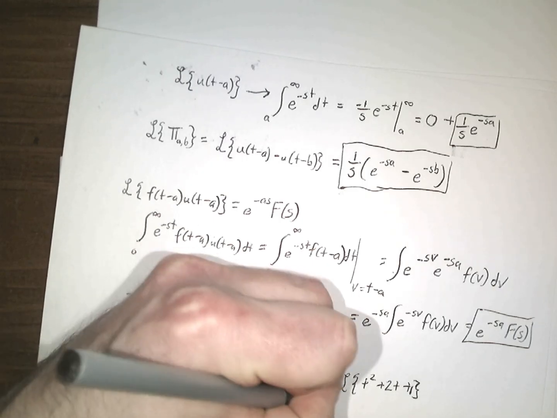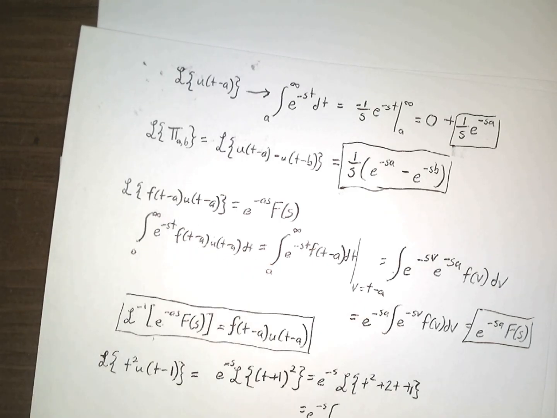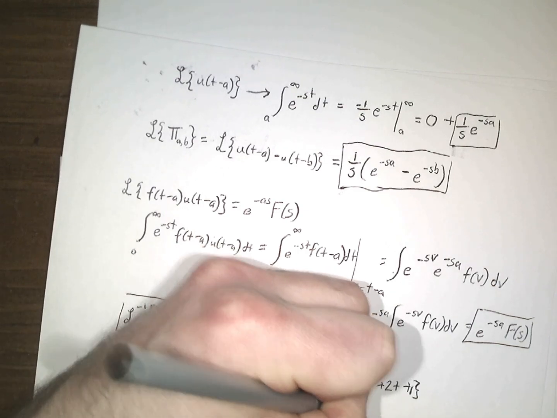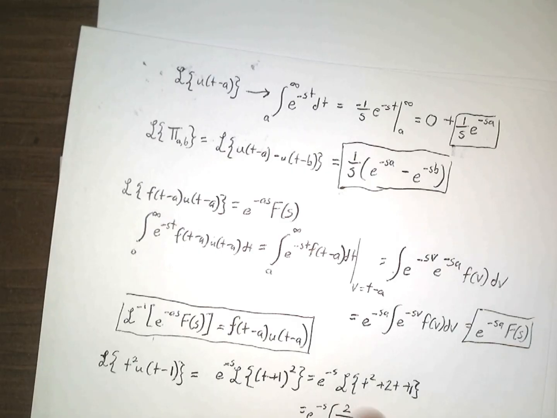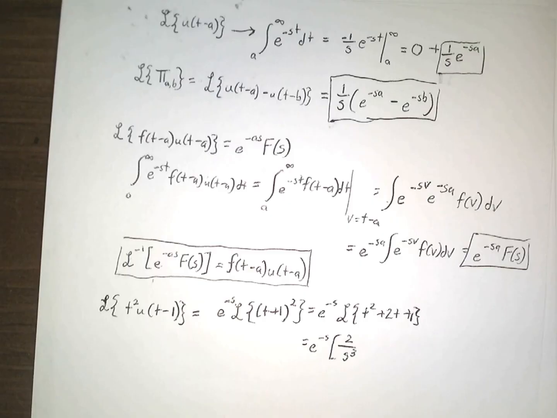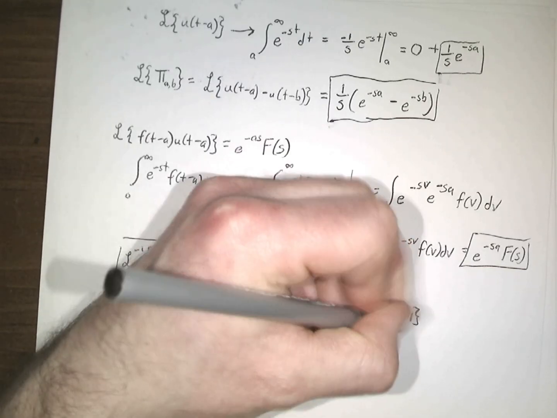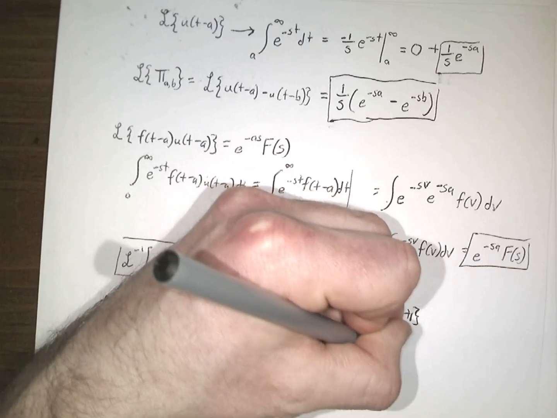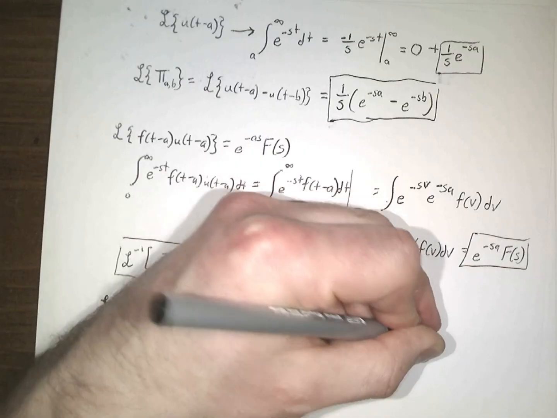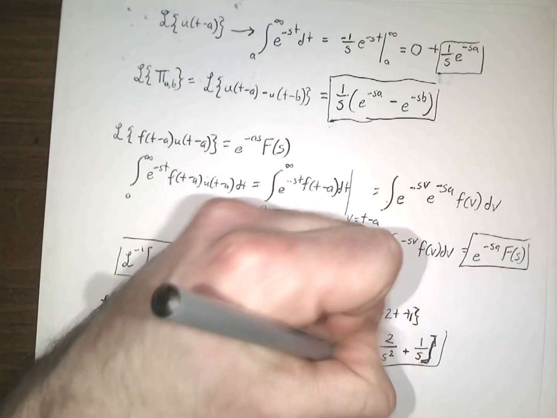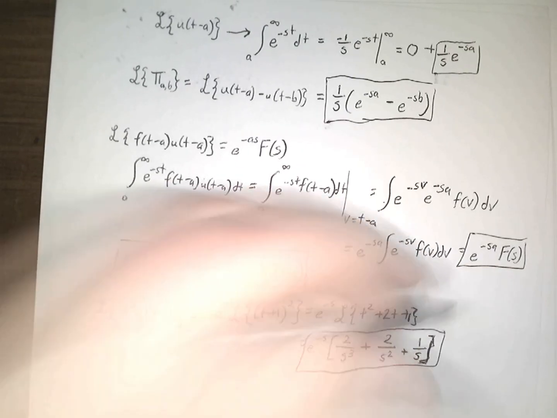So e to the negative s is going to multiply. t squared becomes 2 over s cubed. That's t to the n gives you n factorial over s to the n plus 1. Same thing here, we get 2 over s squared, and then the 1 just gives us 1 over s. And that is the Laplace transform.